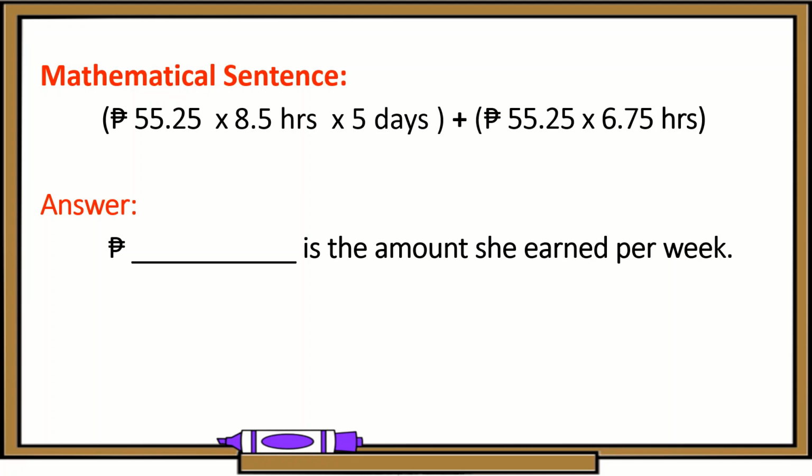Yun yung from Monday to Friday. Then, isunod nyo ang 55 pesos and 25 centavos na ita-times ninyo sa 6.75 hours na pagtatrabaho niya during Saturday. Once you get yung nauna natin para sa Monday to Friday, i-add nyo lang ito sa kanyang kinita during Saturday. Then your answer is blank, which is the amount she earned per week.